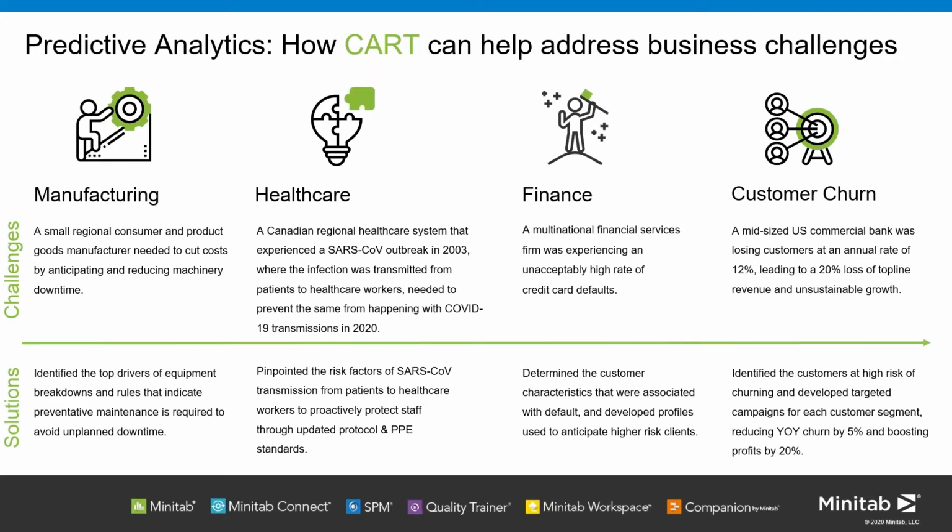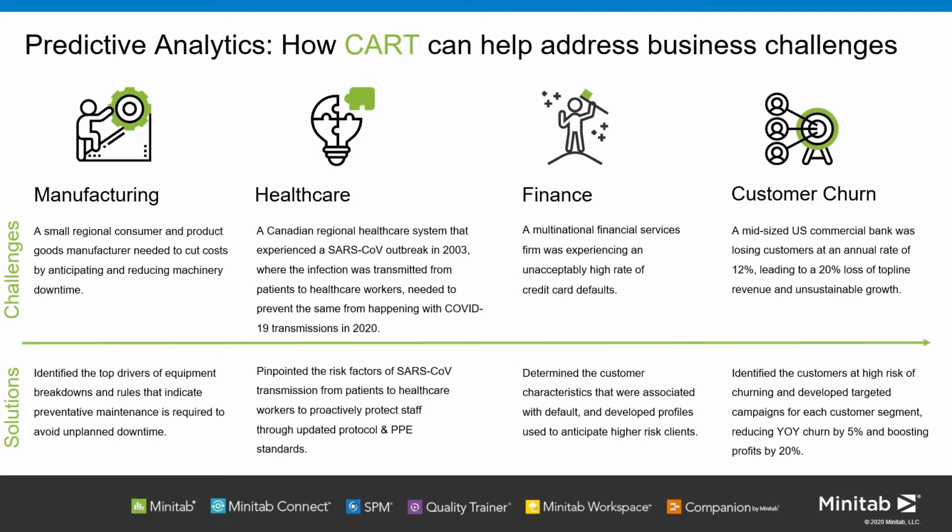challenges. The first example here is related to manufacturing and a producer of consumer goods that needed to reduce their downtime, unplanned downtime for machinery. So CART helped them identify the top drivers of equipment breakdowns and the rules that indicate that preventative maintenance is required to avoid unplanned downtime.